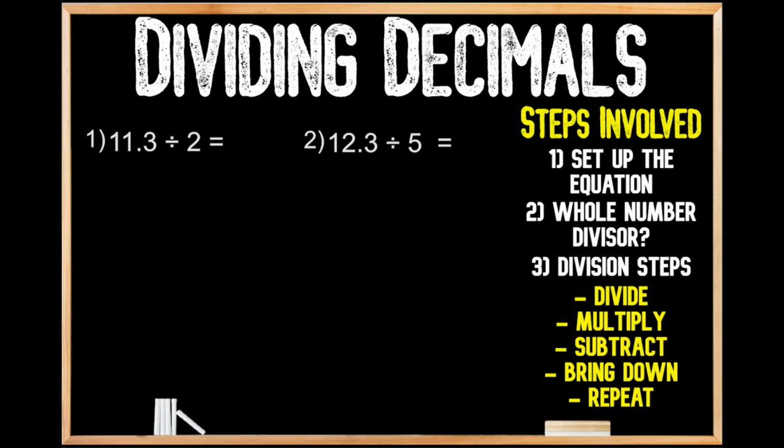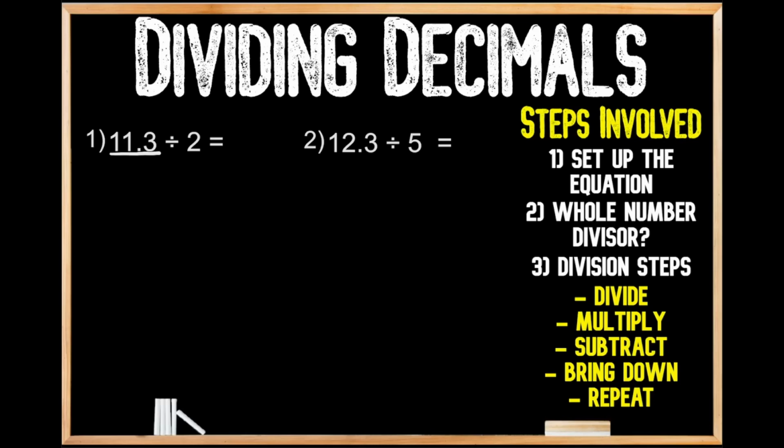Looking over to the right-hand side under our steps involved, we can see that our first step is to set up the equation. Whenever we're setting up the equation, the first thing we need to figure out is which of these numbers is my dividend, or which one is the one that's actually being divided. In this case, our dividend happens to be 11 and 3/10.